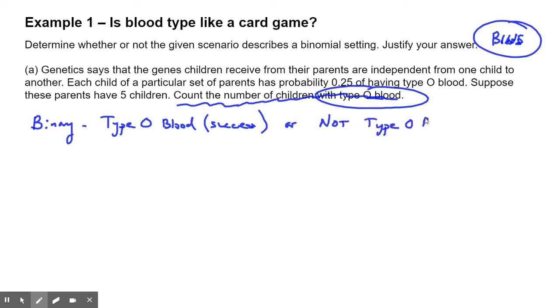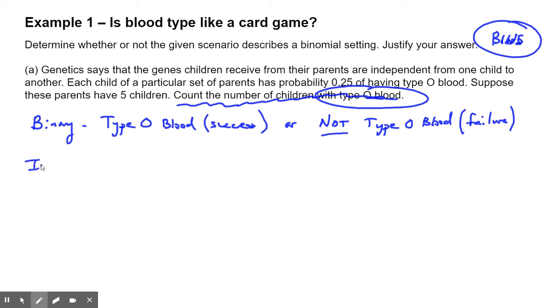Now you might say, Mr. Chappell, there's more than just type O blood. There's type A, B, I think A negative, I don't know. But again, can you make the situation so there's only 2 choices? And you typically always can, right? It's either what you want or not what you want. So again, that word not is important.